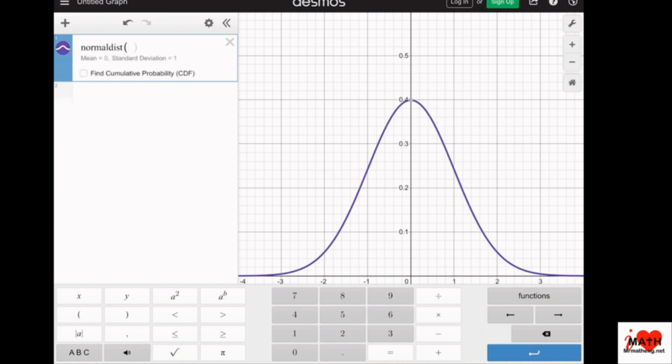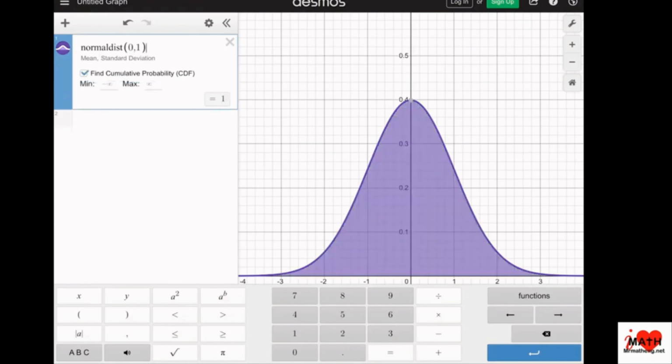And isn't this cool? When your standard deviation is, you can put in there, it's already in there, but it's 0, comma, 1, close the parentheses, and you click on find cumulative probability, CDF, it will shade it. And we talked about how our answer is in the box, which is 1. The whole purple area is 1. So let's go ahead and press backspace and put in our numbers now.